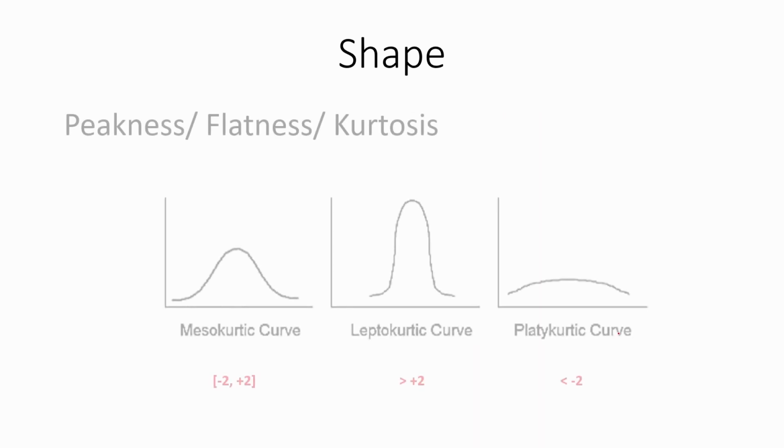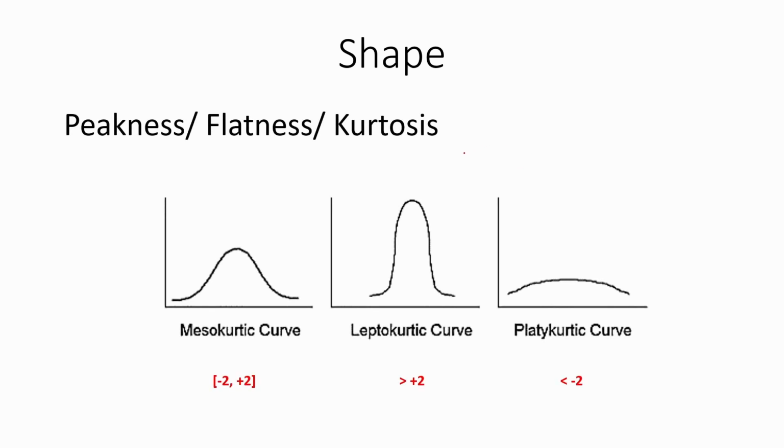Similarly, for the kurtosis parameter, if you check the kurtosis coefficient from the descriptive statistics report, if it is greater than plus 2, then it is leptokurtic. If it is lying between minus 2 and plus 2, then it is mesokurtic. And if it is less than minus 2, then it is platykurtic. So let us come to the Excel report once again.